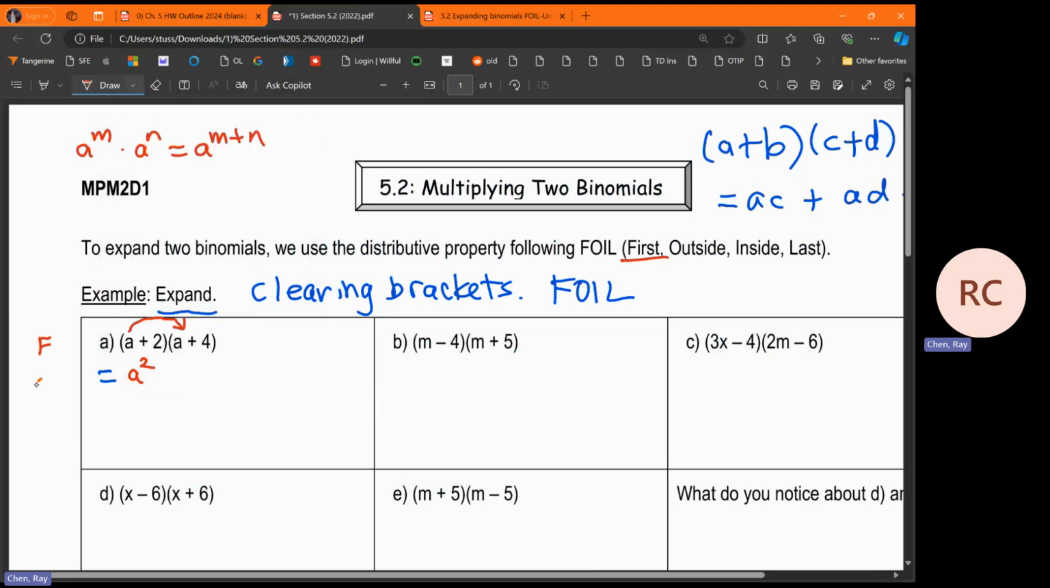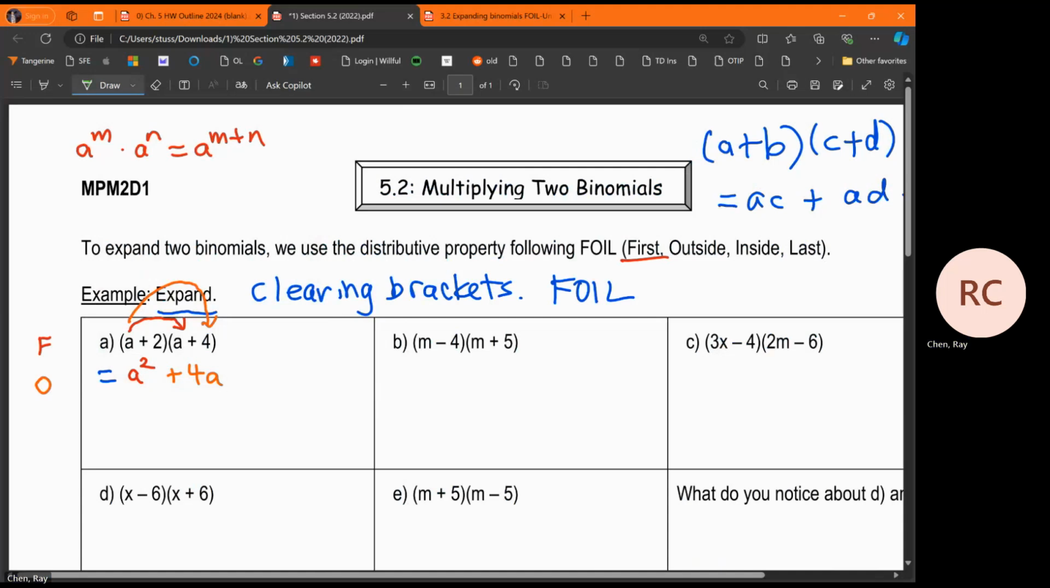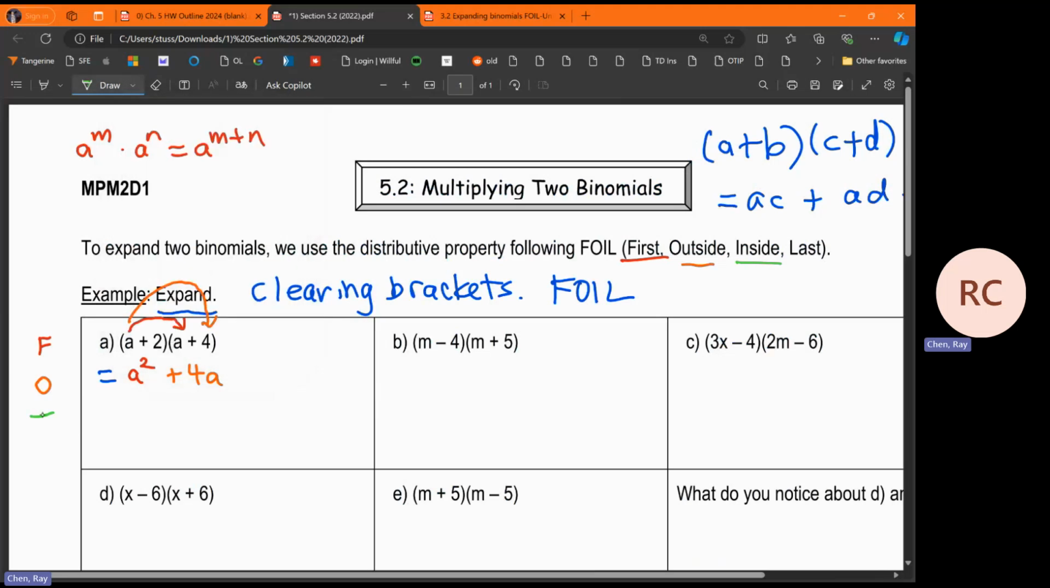We keep going. I'll use orange. Next we multiply the outside terms, which are the a in the first bracket and the positive 4 in the other one. a times 4 is positive 4a. For our third example, I'll use green. The green represents the inside terms. Oops, I forgot to put the other color for orange. Let's put that there. Much better.